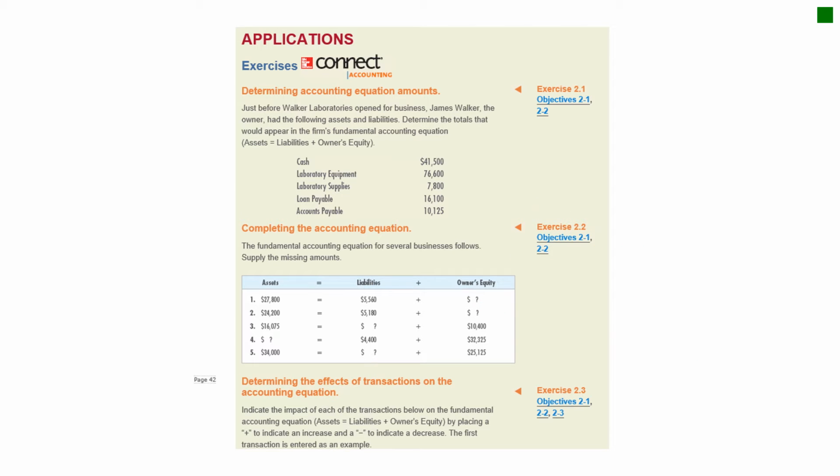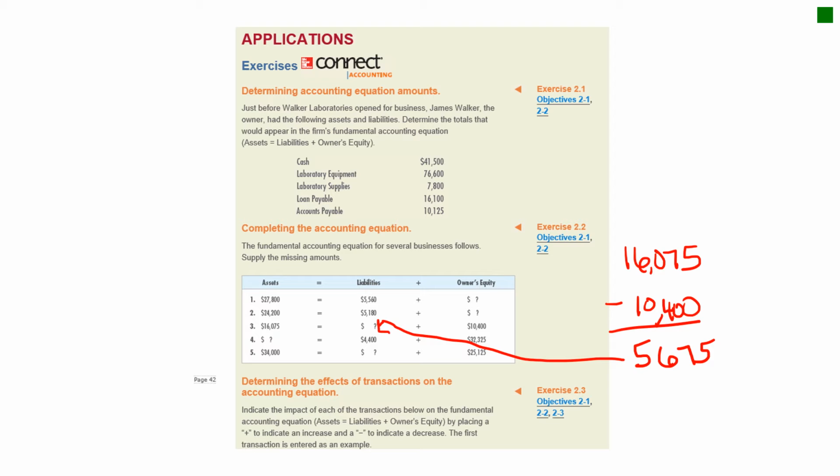Now look at the third one. Notice they give you the assets and equity, but they don't give you the liabilities. It's the same idea. We still have to subtract to get the unknown. So on that one, again, you take the 16,075 and you subtract out the 10,400. Again, that would give you your liabilities, which in this case is going to be $5,675. You'd put that right there.